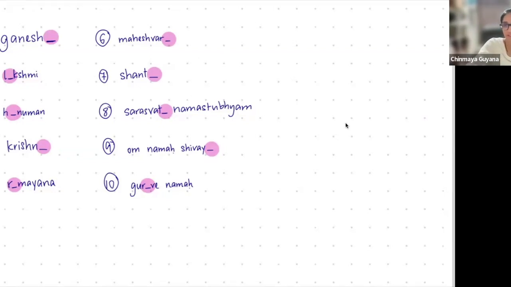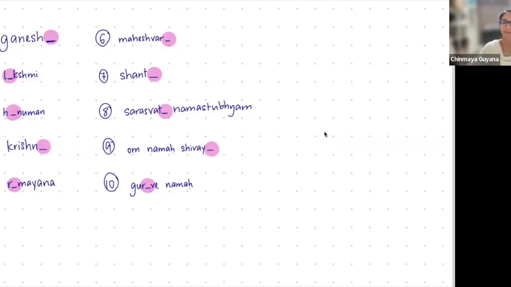Okay, that is question number 1. Question number 2, Lakshmi. Again, very good. Those who answered with a is correct. It is Lakshmi, short a, not the long one, and not any of the other answers that are there. Number 3, Hanuman. Hanuman is again with a short a, not the long a.